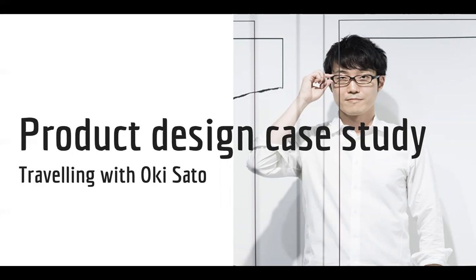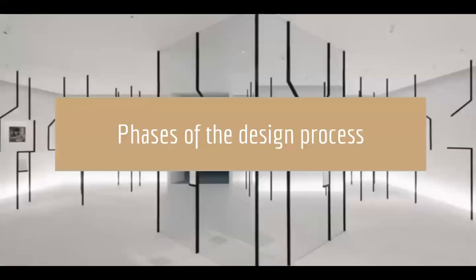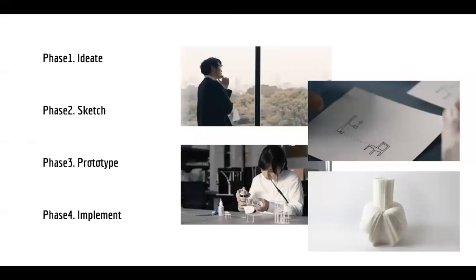In our case study, there are 4 phases of the design process. The first phase is to ideate. According to Oki Sato, that means finding ideas in everyday life and objects. He calls himself a mother as he can cook new dishes out of ordinary things. That is a metaphor to generating ideas from everyday life.